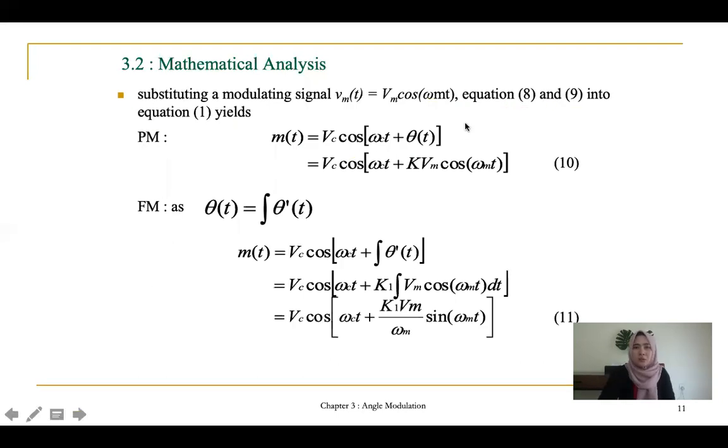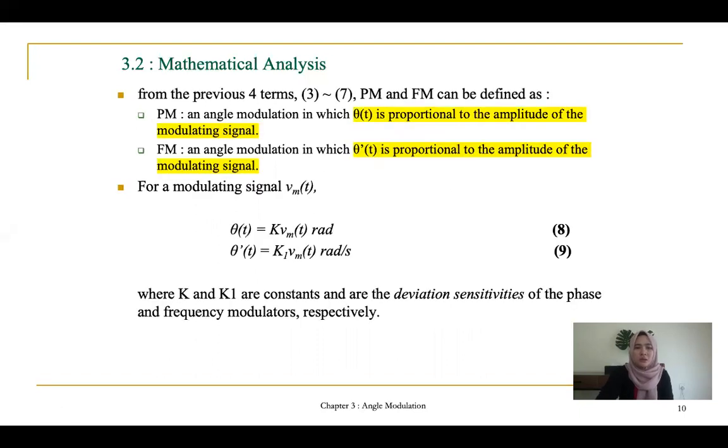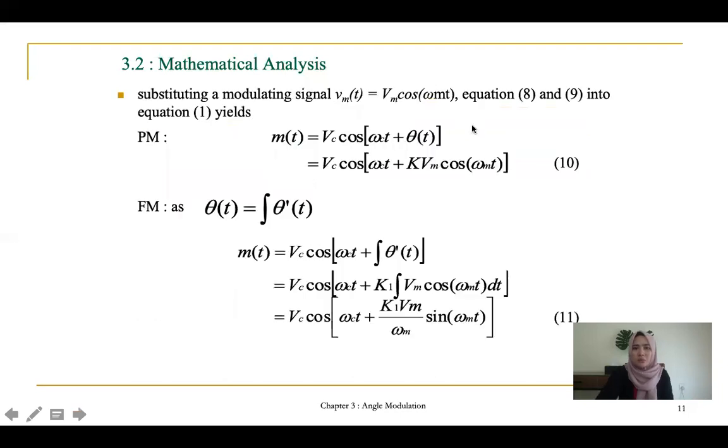Remember, this is your original signal, and this is your modulated signal, your output. In the previous slide, you have m t equals V c cos omega c t plus theta t. If you put equation 8 and equation 9 into equation 1, which is this one, because in the previous slide we know that theta t equals k v m t, you will get V c cos omega c t plus k V m cos omega m t. This is the equation for the modulated signal for PM.